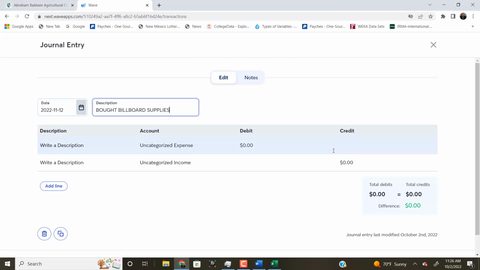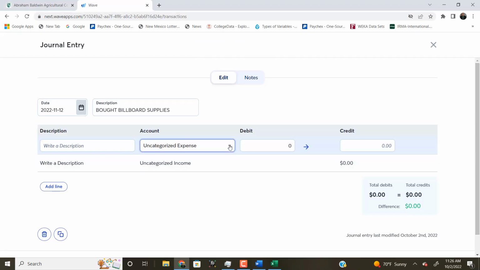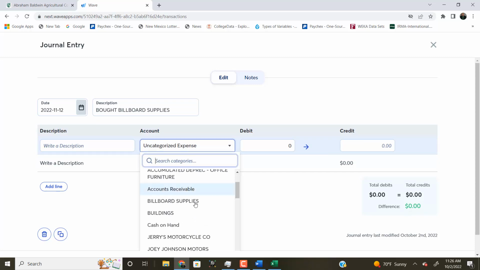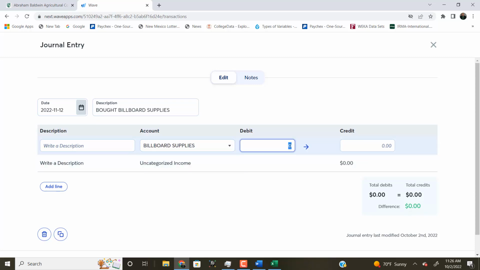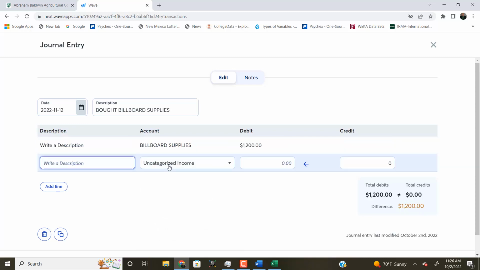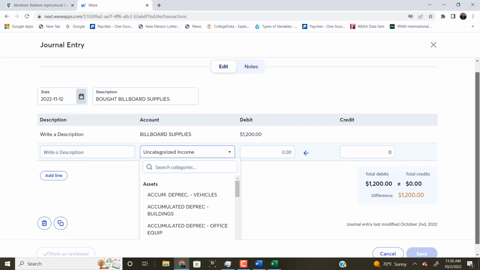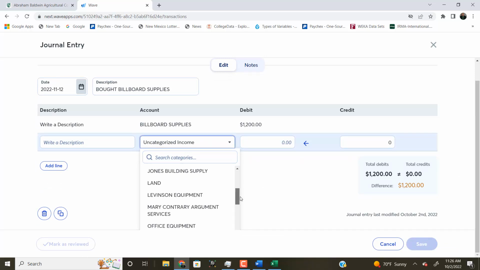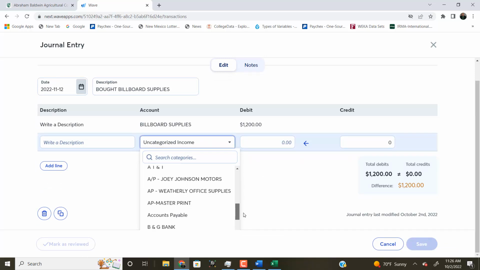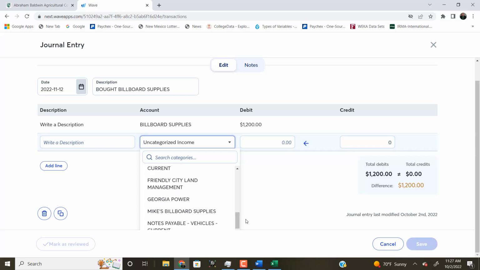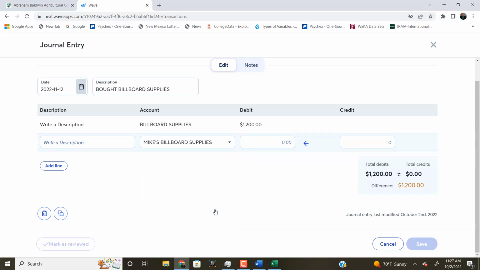Now, this is an accounts payable. Okay, so come down here, drop down billboard supplies, and it was for 1,200. And down here, what we're looking for is under the liabilities now, because accounts payable is a liability. And you say, why do I have Mike's down here instead of just accounts payable? Well, I have to know who I owe the $1,200 to.